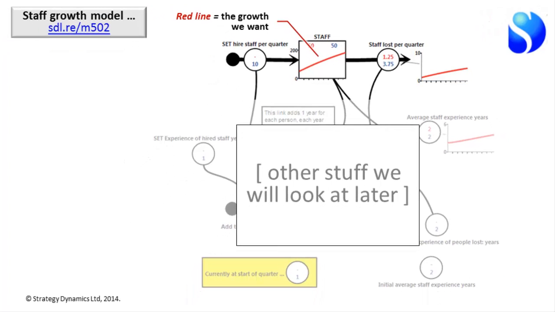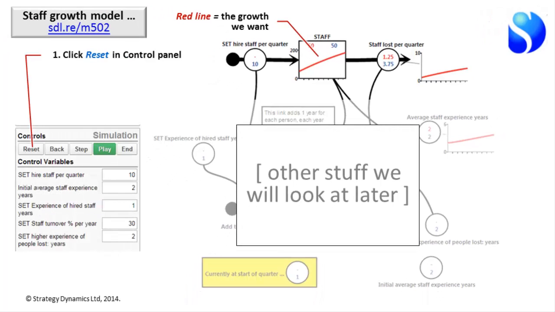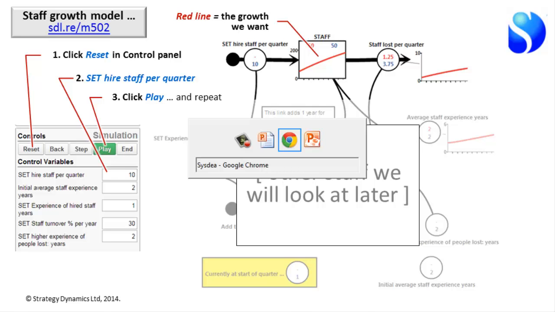So the thing to do is, on the left-hand side, you should see this control panel. So the first thing to do is hit reset on that control panel, and then click in this box on the number of staff hired and put in whatever number you think it should be. So you could either put in 8.5 or 11 or 34. When you put in the number you think will get you to our target of 200, just click the play button. So I will go over and do that right now.